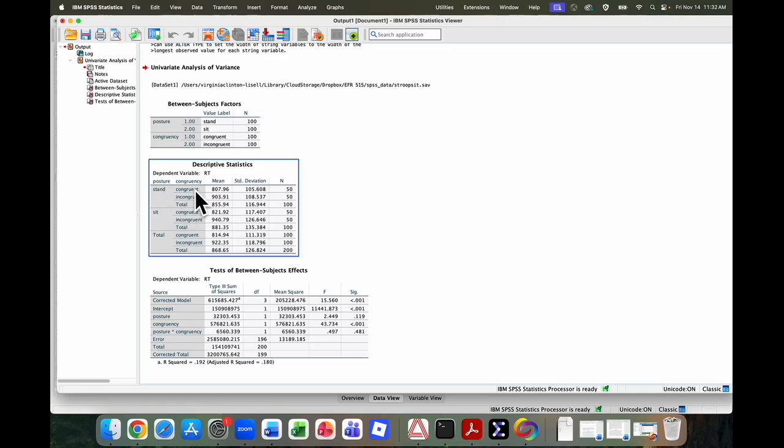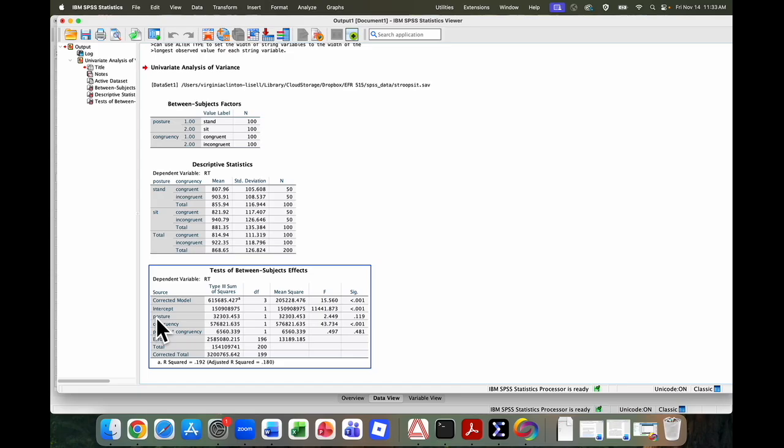So here's stand congruent, we have 50 participants, stand incongruent, 50, and then we have a marginal mean here telling us the mean for stand. Here we have sitting with the marginal mean here with the mean for sit. And then these are the marginal means for congruent and incongruent. And here is the grand mean for the total overall.